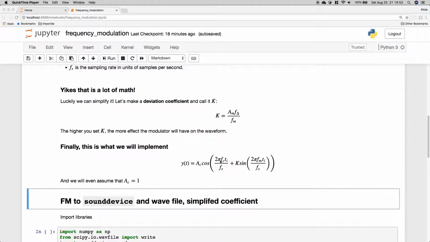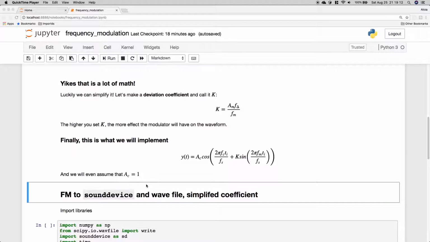This is important right here because this is the carrier term. This is actually what defines the waveform of the carrier. This is the modulator term, which is what designs the waveform of the modulator. And so carrier term, modulator term, and then that all is wrapped inside the cosine function. And we even assume that AC equals 1, like I said above.